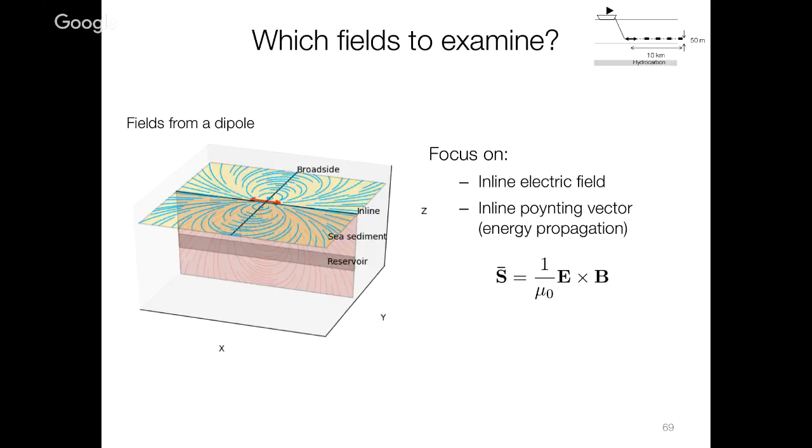There's a question at this point, like, okay, which fields should we look at? Because we've got quite a few. And then there's also something called the Poynting vector. How many people have heard of a Poynting vector? Good, okay. So if we look at the cross product of an electric and magnetic field, then that gives us an energy density that is propagated. The direction of that is which way the energy is going.